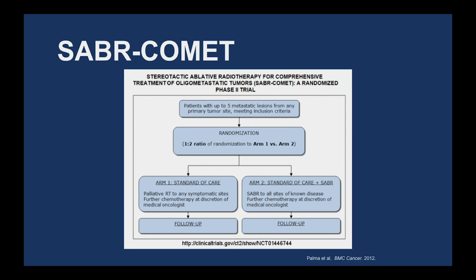But Saber Comet was an important phase 2 randomized trial where they took patients with a number of different types of cancer, but all patients had to have oligometastatic cancer, which they defined in this study as 5 metastatic lesions or fewer. And patients were randomized to either palliative radiotherapy to symptomatic sites or standard systemic therapy, in comparison to more aggressive radiation approaches with SBRT, where these lesions were treated specifically with the goal of eliminating those spots.